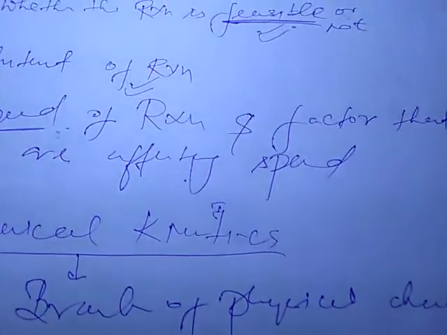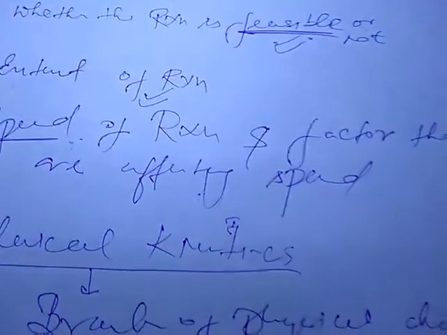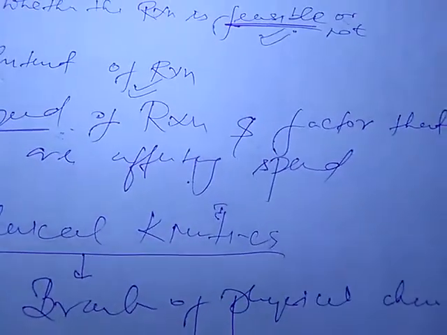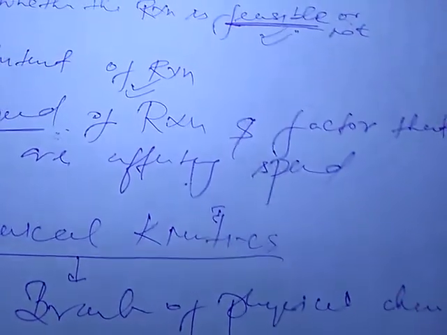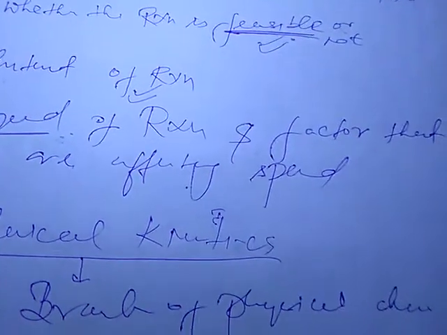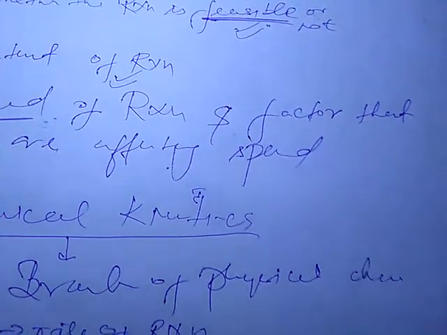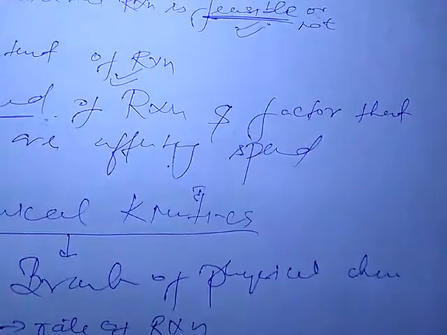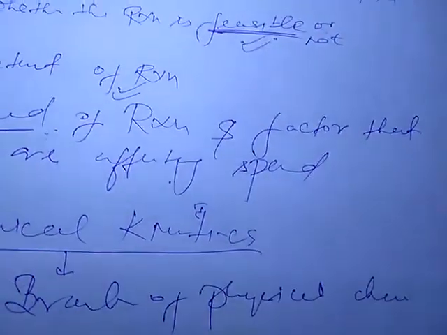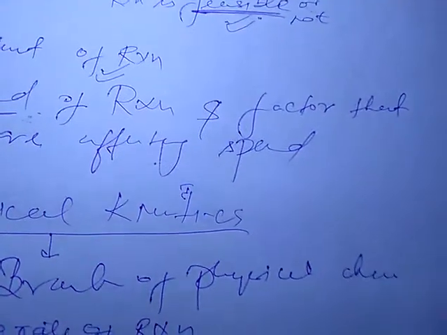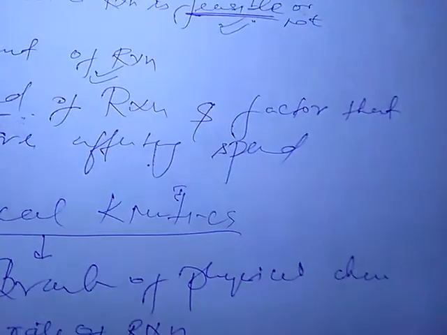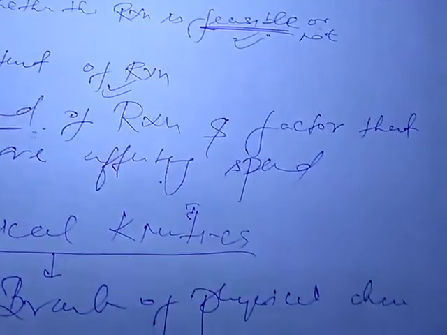Yes, it is true that diamond shall convert into graphite, but the speed also matters. Its conversion is so slow that we practically find diamond in the form of diamond only. So here we can see that the conversion of diamond into graphite is not a feasible reaction. It is not a feasible one because it is very slow.